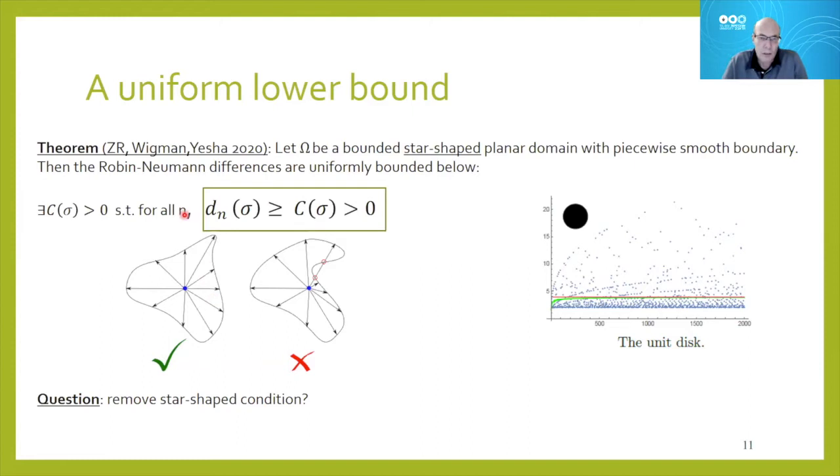Right, so a good question is, what can one say about the exact value of this lower bound? You can clearly test it against numerics. And the question that I have for the experts here is whether you can remove the star-shaped condition. I'm sure it's possible. It has to be someone who actually is more knowledgeable than ourselves. Okay.